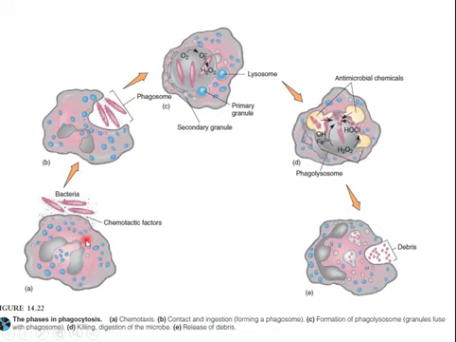If I need to describe the phagocytes another way: chemotaxis, contact and ingestion, formation of phagolysosome granules with the phagosome, killing, lysing processes, releasing the debris as a final state.